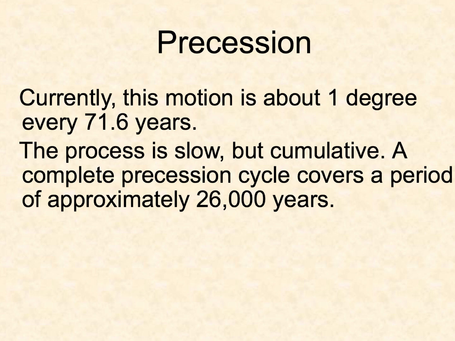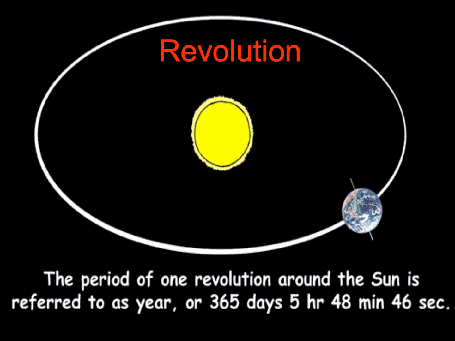But this slow movement does add up over time. The complete cycle takes about 26,000 years. So even though the current pole star Polaris will lose its status when Vega or another star takes over, it will regain it again in 26,000 years and be the North Star again. So that's all for rotation and precession. Let's move on to revolution.